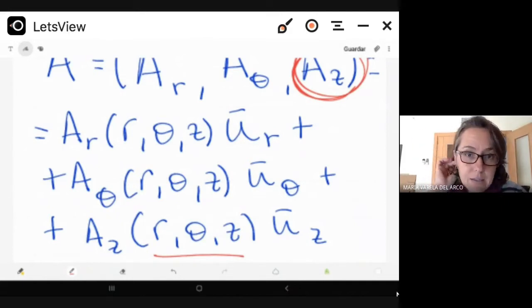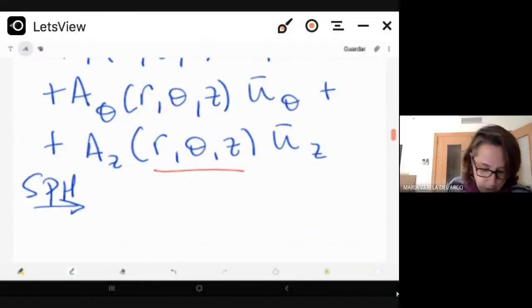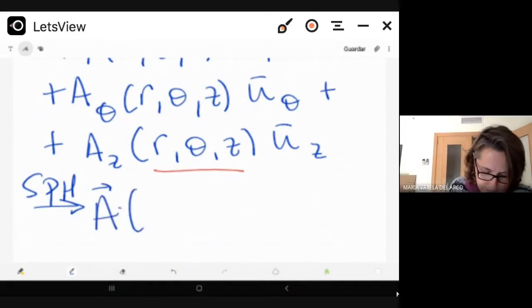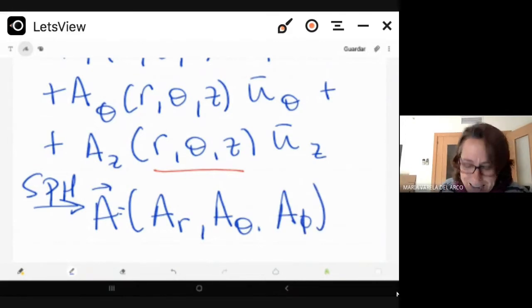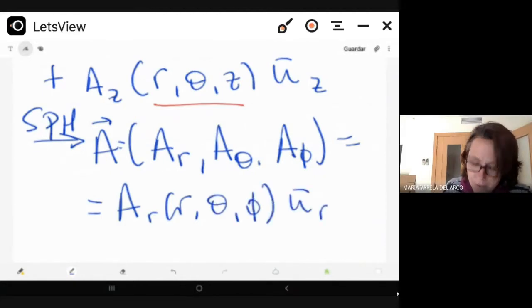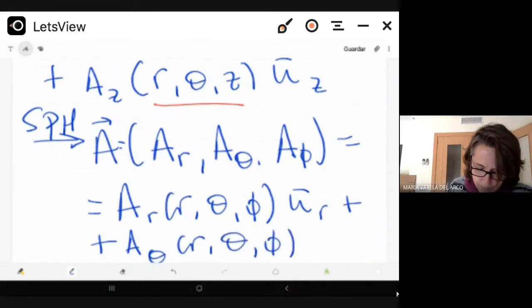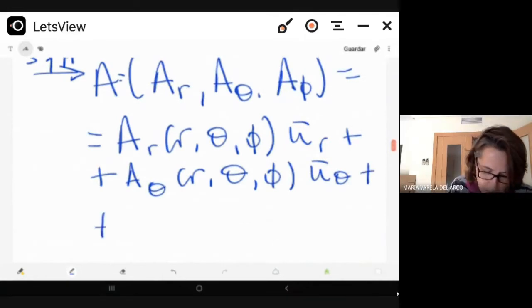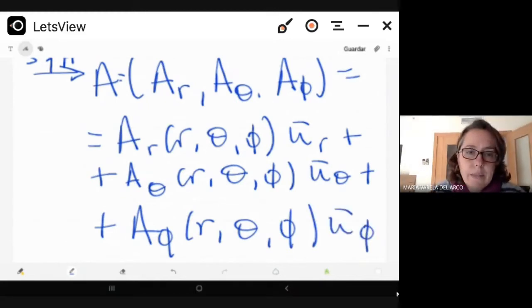Same if I actually go and plot the field in spherical coordinates. In spherical coordinates, my field A would also be a vector of three components, radial, polar, azimuthal, but again, they are things that depend on totally different variables, and also with totally different unit vectors multiplying every component of the field, okay? That would be the spherical coordinates.